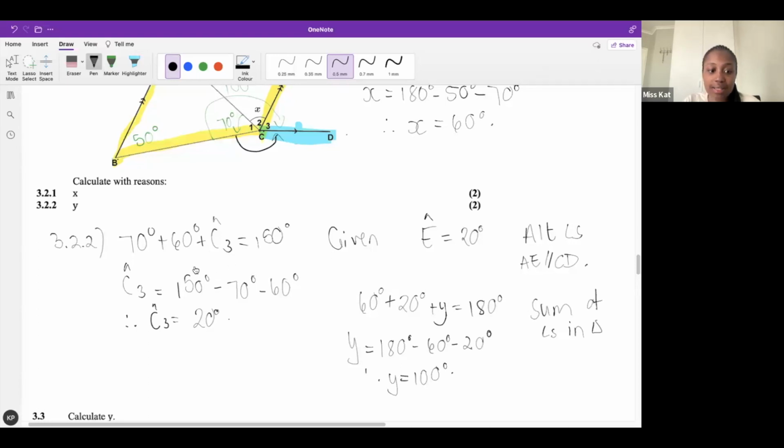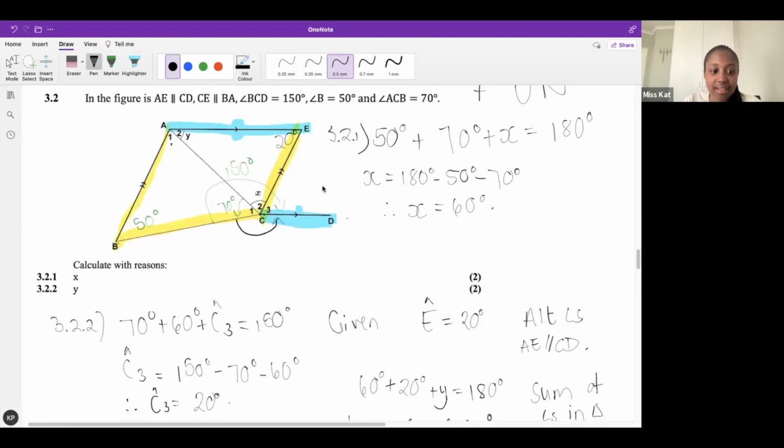Sanelis is like, I couldn't even find the emoji. Where did we get 60? We solved for X and got 60. So the 60 we're adding is X because it's in the triangle AEC.